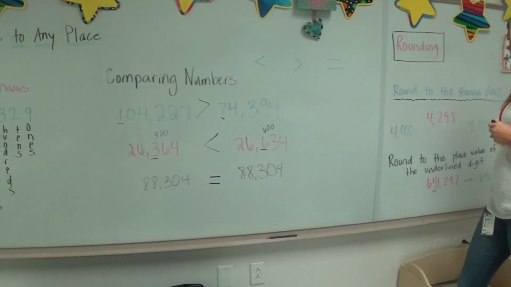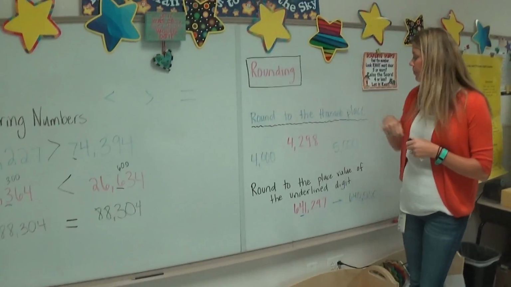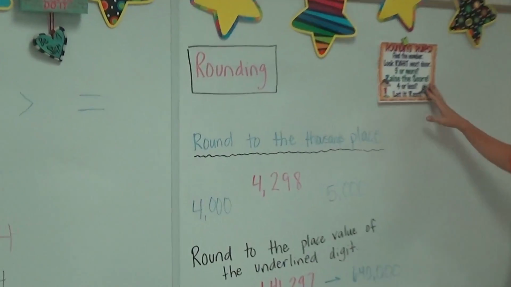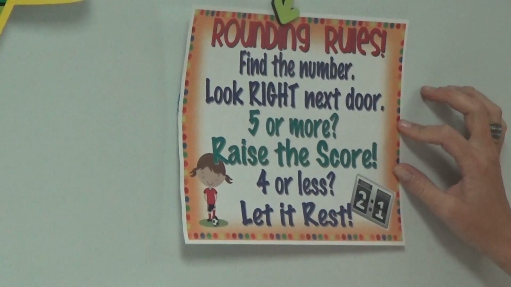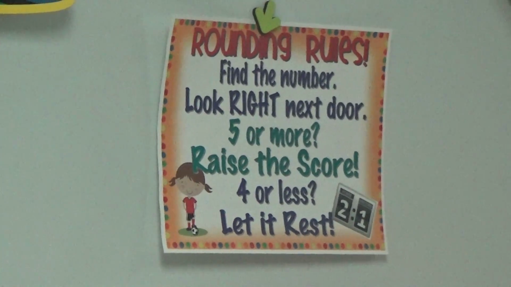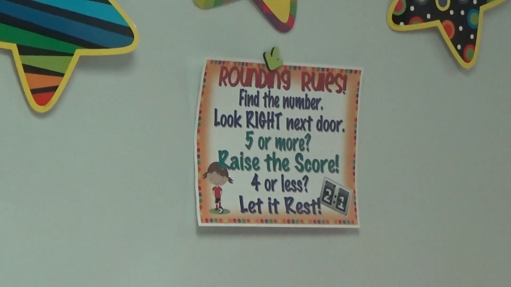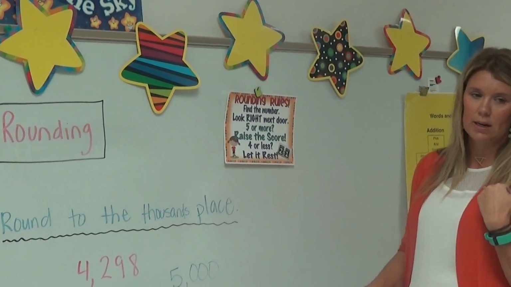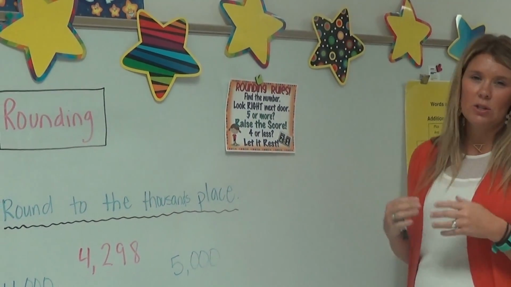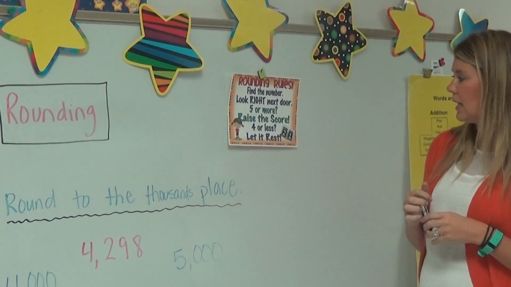Starting tomorrow, we're going to be working on rounding. We have a rounding rule, and it says: find the number, look right next door, 5 or more, raise the score, 4 or less, let it rest. So that's something we talk to the kids about here. If it's 5 or more, we raise the score; 4 or less, we let it rest. Some teachers use slightly different wording, but that's just an example.